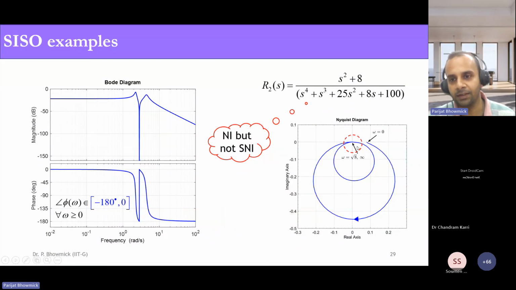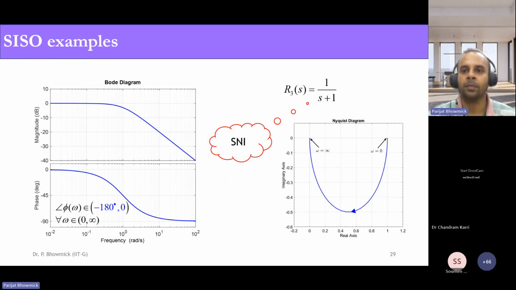Why? You can locate that at omega equals root 8, we have a point where the polar plot is passing through or touching the origin, right? So at that particular frequency, the imaginary part will be 0. So it is another example which is NI but not SNI. Coming to the example 1 by s plus 1, we have already discussed it theoretically in the previous slide. So it is an SNI system.